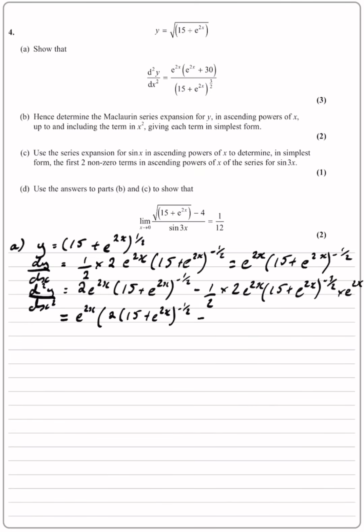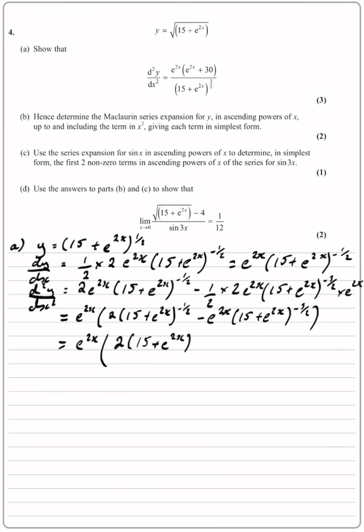Subtract e to the 2x, lots of 15 plus e to the 2x to the power of negative 3 over 2. And then close the brackets at the end. Okay, I'm going to rewrite both of those parts inside the outside brackets as fractions. I'm going to try and write them with a common denominator.